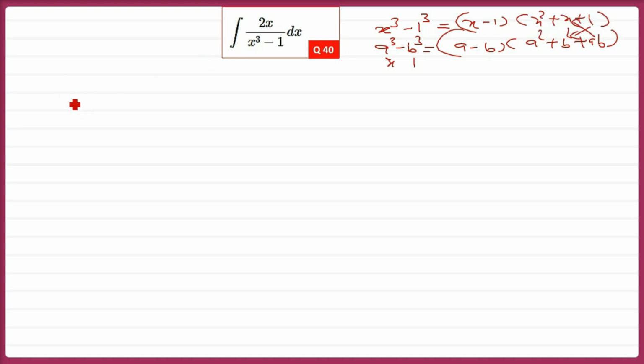Now this equation becomes like this. It will be 2x divided by x minus 1 into x square plus x plus 1. We'll take the partial fraction first. So a divided by x minus 1 will come because x minus 1 is a linear factor.